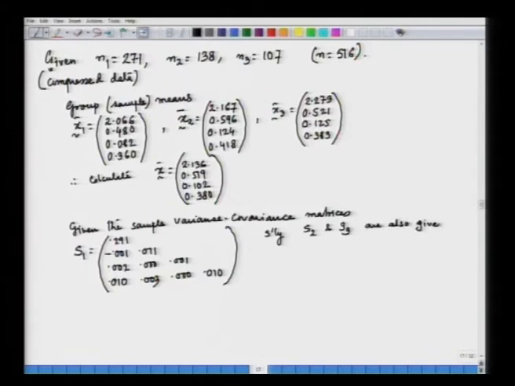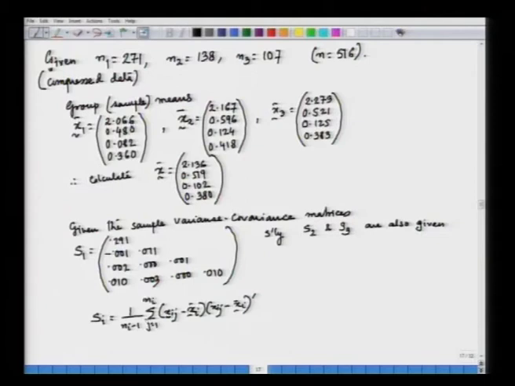Okay. Otherwise, again I cannot proceed. So, I have been given these 3 sample variance covariance matrices. I know that Si, for the ith group, is nothing but 1 by ni minus 1 times the sum over j from 1 to ni of Xij minus Xi bar times Xij minus Xi bar prime. This is how I define the sample variance covariance matrix.